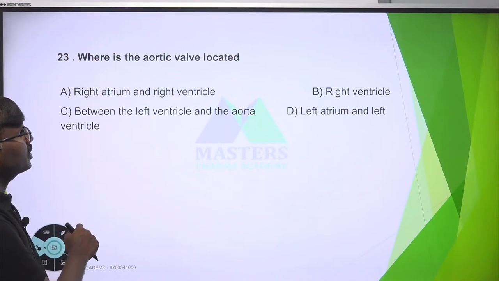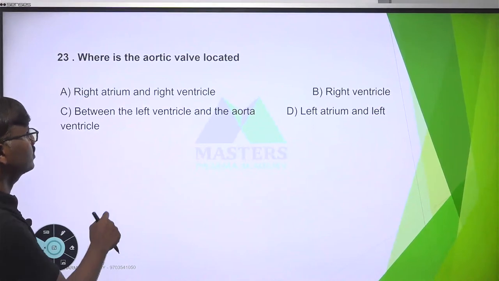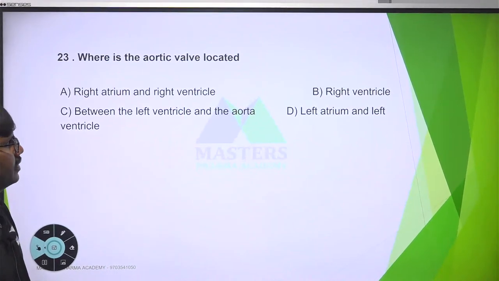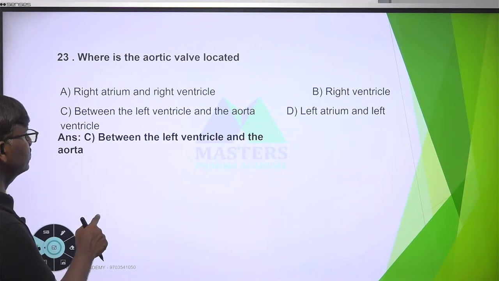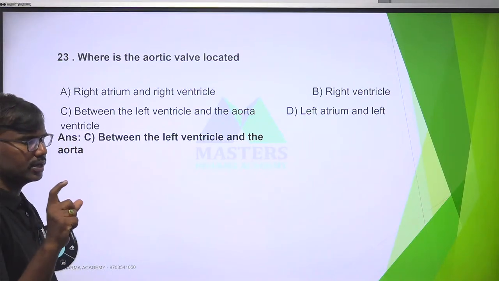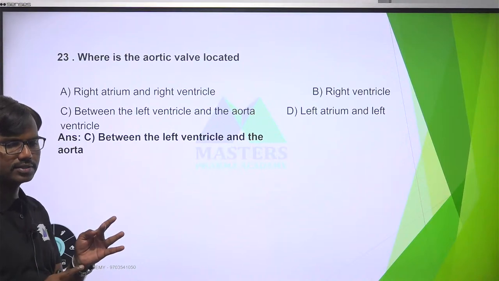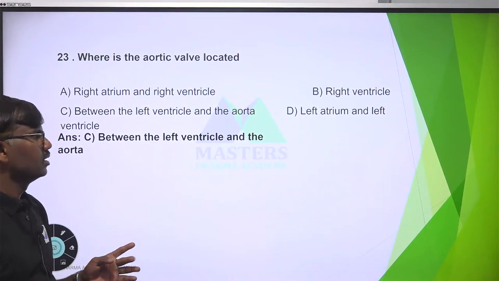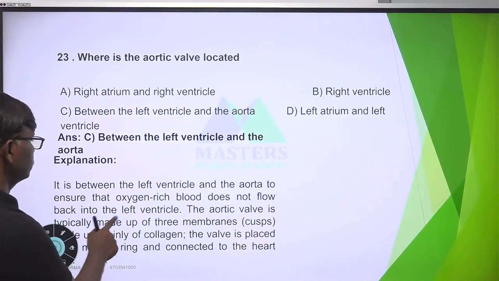Okay, where is the aortic valve located in the heart? Right atrium and right ventricle, between the left ventricle and the aorta, then left atrium and left ventricle. Okay, you should remember these anatomy parts well: heart, stomach, intestine. The answer is between the left ventricle and the aorta.